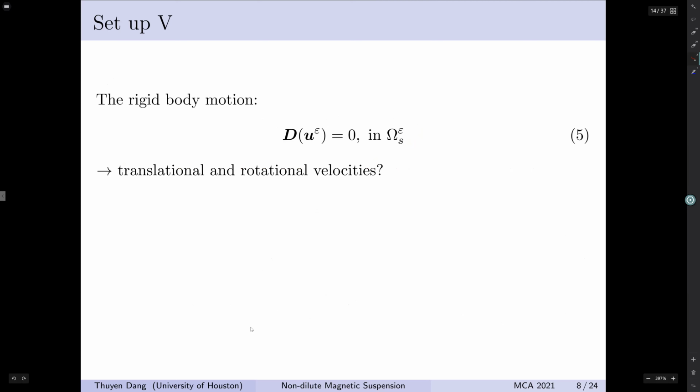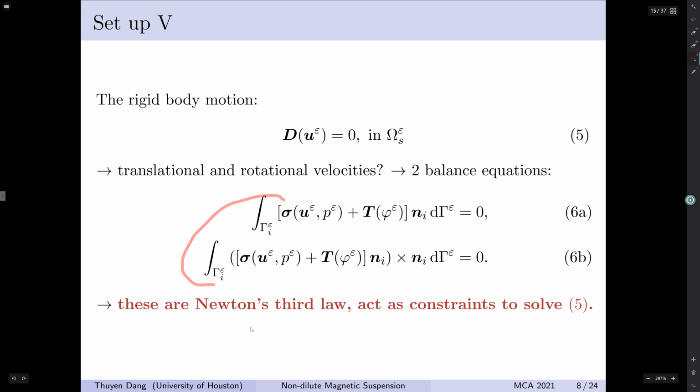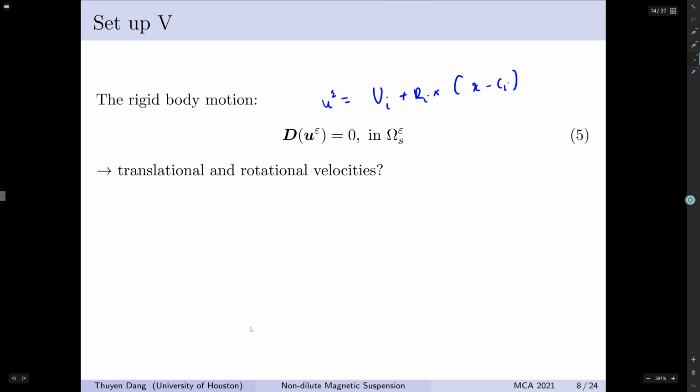So next we have the equation of rigid body motion, D(u epsilon) equal to 0 inside the solid part. Because of this, you can rewrite u epsilon equal to Ui plus Ri cross (x minus Ci). Here Ci is the center of the particle, Ui is the translational velocity, and Ri is the rotational velocity. So in order to solve equation 5, you need two more constraints. Those two constraints are the Newton third law, and they are constraints to solve for Ui and Ri. Okay.